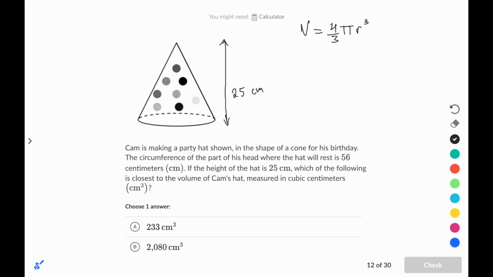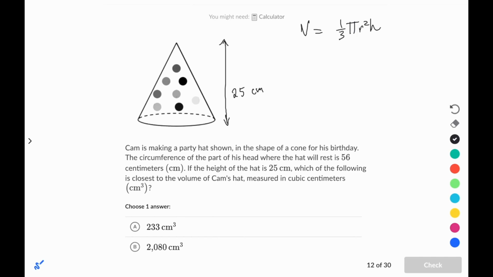Okay, so pi r, wait, is that right? Oh no, this is a sphere, sorry. That is the formula of a sphere. For a cone, I believe it should be 1 over 3 pi r squared h. Yeah, it should be the area of the circle multiplied by the height divided by 3. Okay, so this is the volume. So we need to find r.